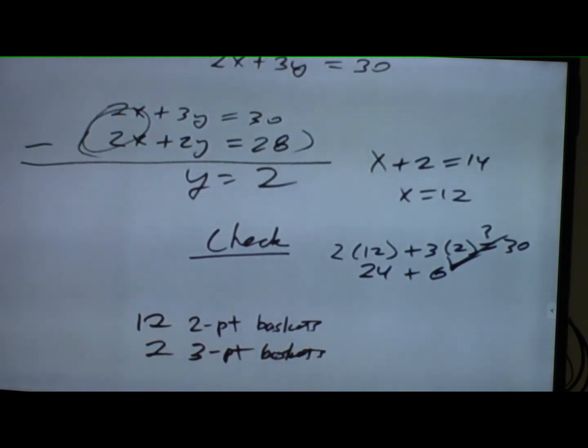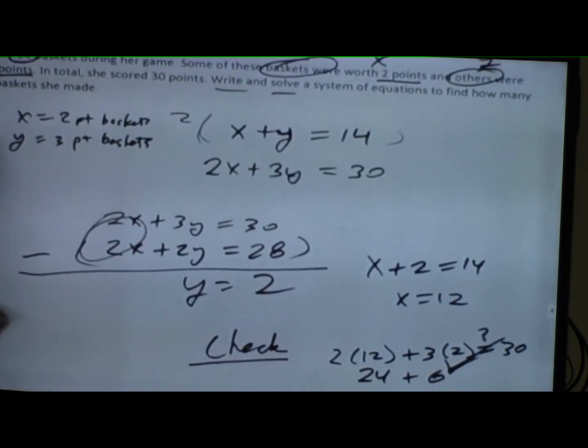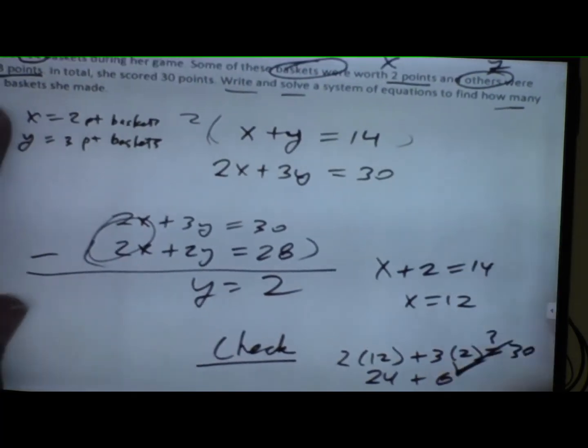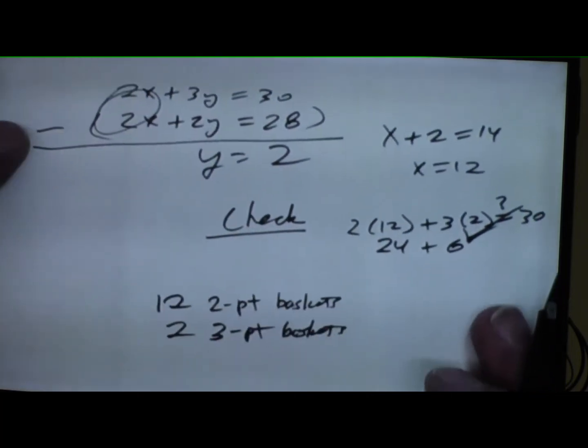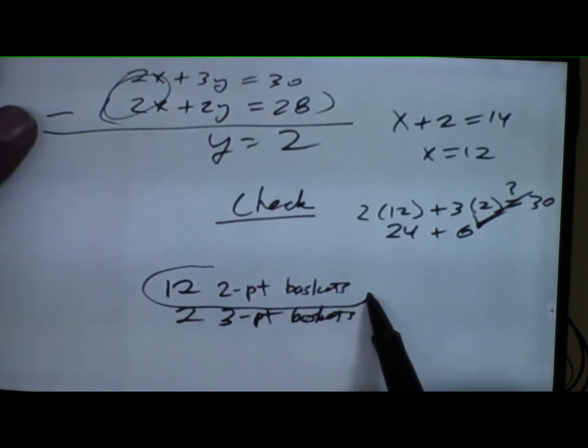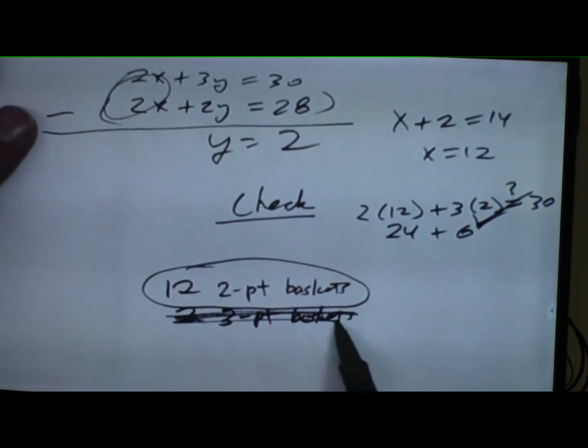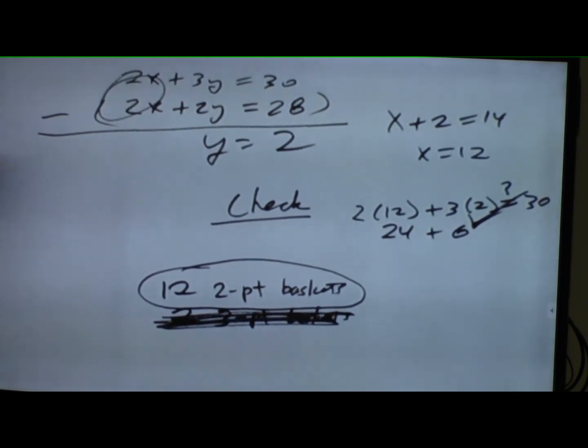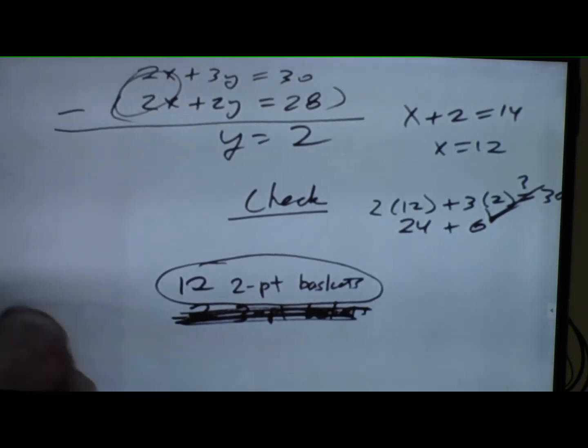If they ask for both of them, this is right. Let's make sure we're giving exactly what's being asked for. Find how many 2-point baskets. The 2-point baskets is this one. So although this is true, it's not what I want in the answer. So that means there were 12 of them. Okay. So that's how you do that equation, or that problem.